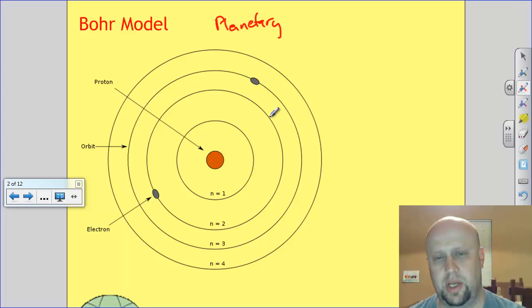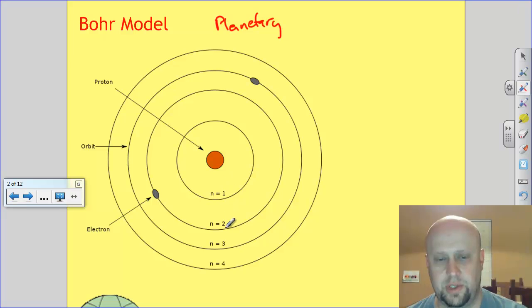So there's an orbit here, and one here, and one here, and one here, and so on and so forth. And Bohr labels each of these n equals 1, 2, 3, 4, 5, 6, 7, all the way out. And so nucleus in the middle, that's where the protons and neutrons are. Electrons are then in these orbits. So that's the essential Bohr model.